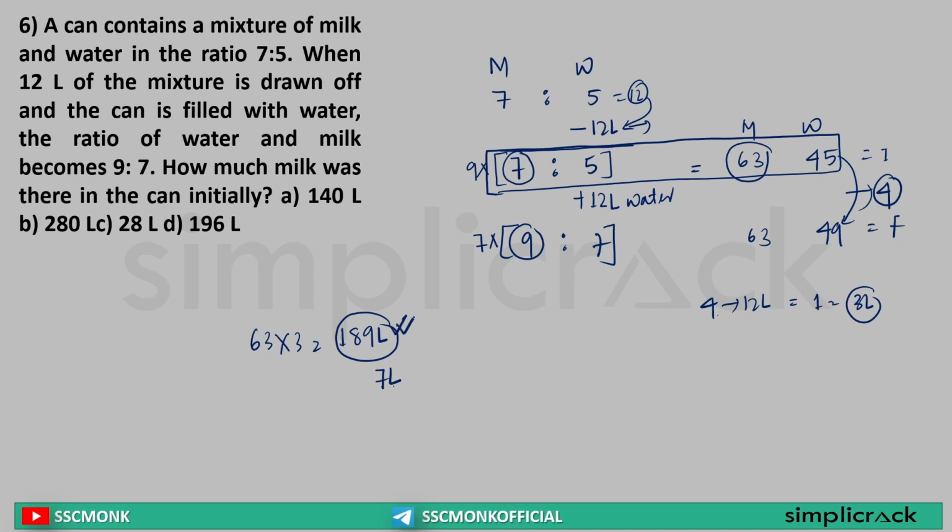After that, how much milk was there? 189 liter milk was there. So the initial quantity of milk is 189 plus 7 is equal to 196 liter. That is equal to option D.